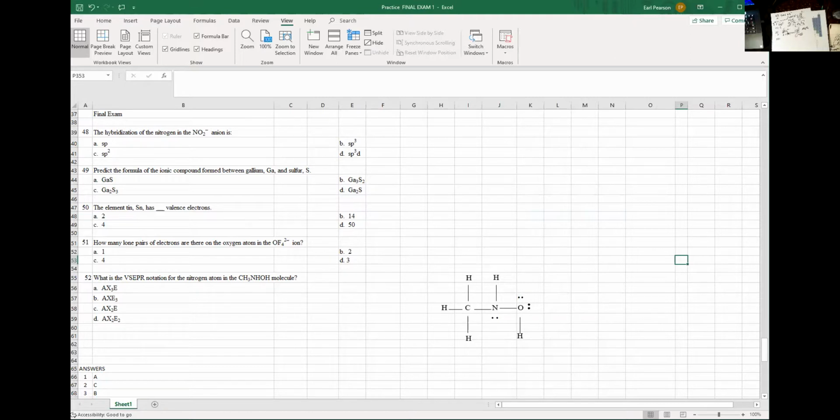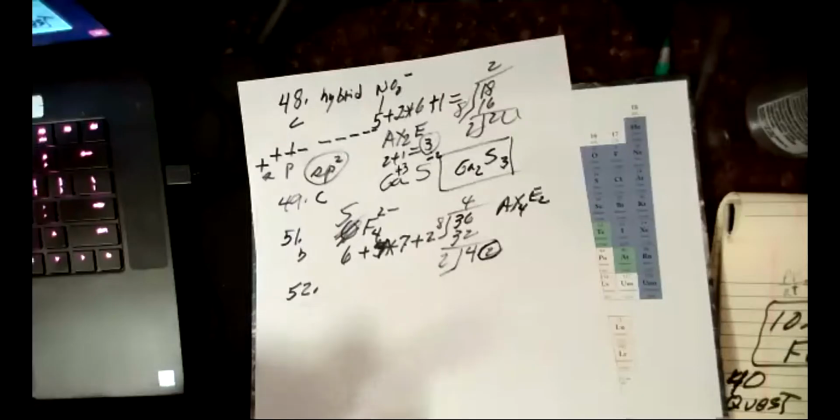52. What's the VSEPR notation for the nitrogen atom in this molecule? And I think I solved the mystery of these formulas down here. This is probably put there so that we could see what it looks like and work out the answer. It probably would not have been printed if this had been an exam. So you do need to know how to draw the structure. So I'm going to come over here and do that with you because that is something that needs practicing.